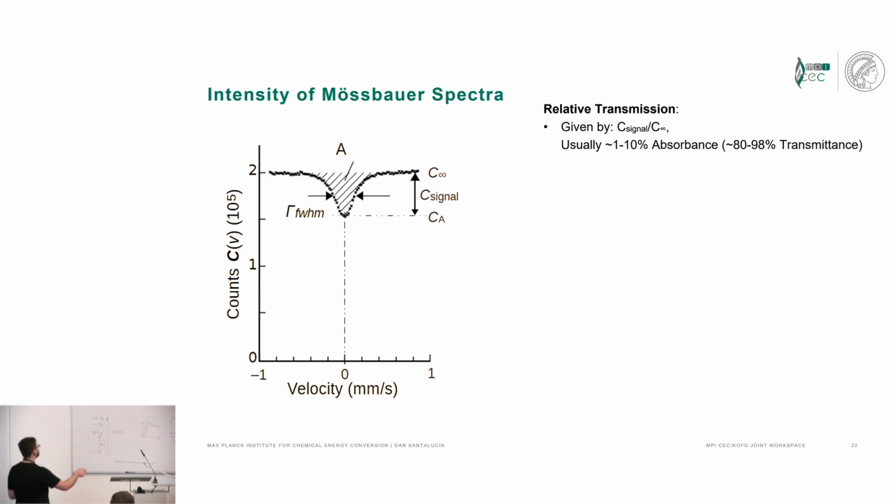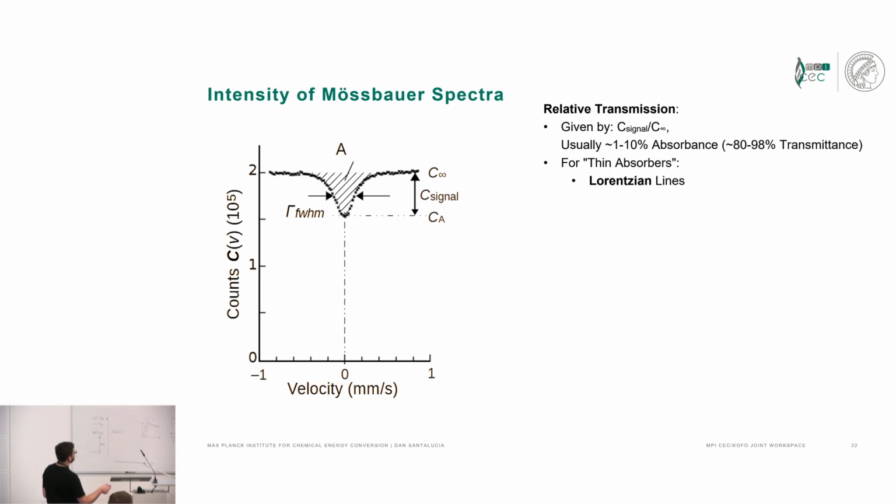Okay. Let's talk about the intensity of a Mössbauer spectrum. I've told you I have my counts axis, my velocity axis. And the area under the curve is basically a certain absorption, and we have this area, and then we have some intensity where we have what we call C infinity, the counts of no absorption, 100% transmittance, and then C_A, the counts at the maximum amount of absorption or minimum transmittance.